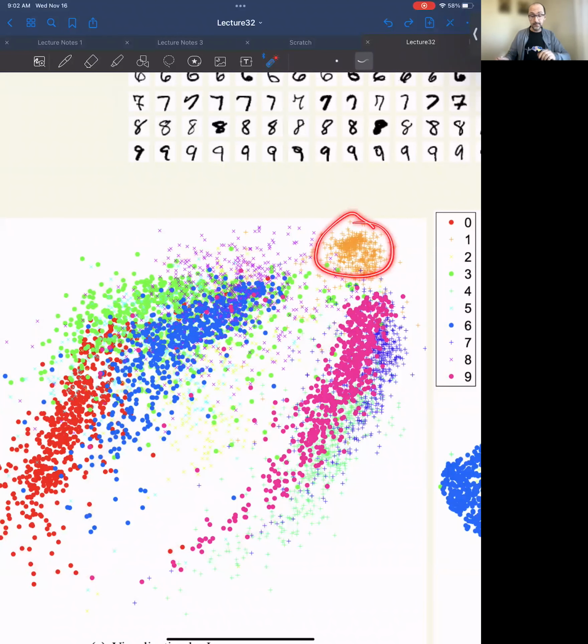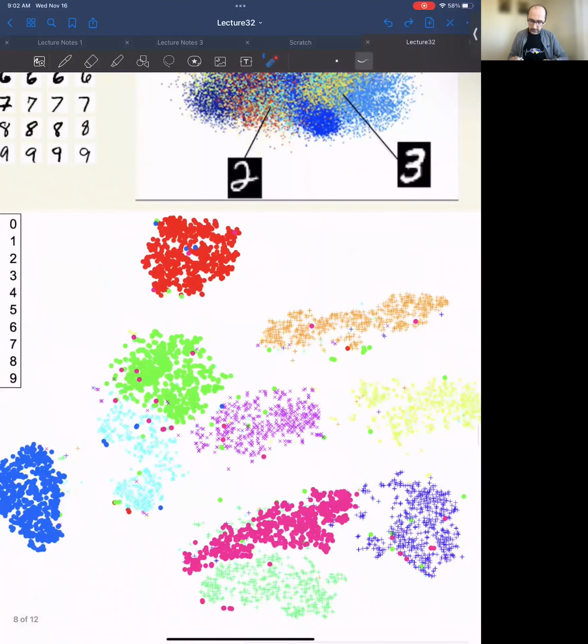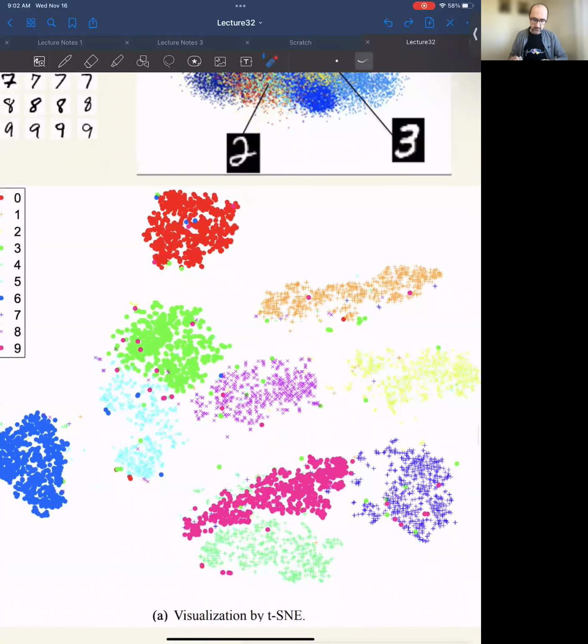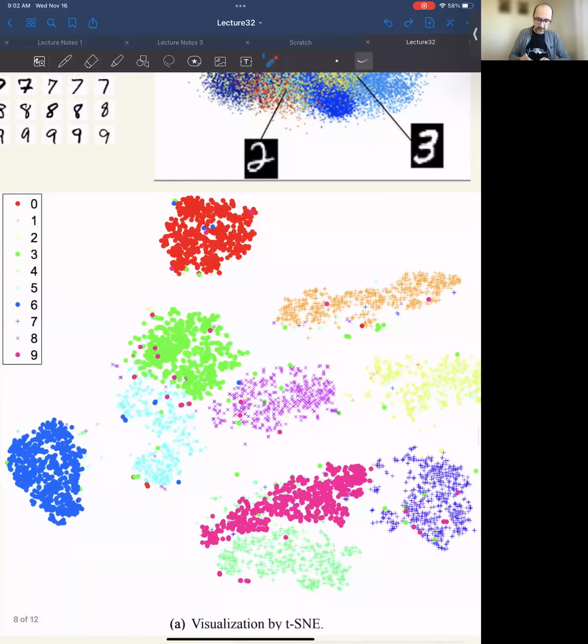This is 1s. And this third one will be t-SNE, and t-SNE does like this, which is even better. I think all the 6s, except a couple outliers, are clustered together, and all the 0s are clustered together, and so on and so forth. So that's t-SNE. This is from the original paper.